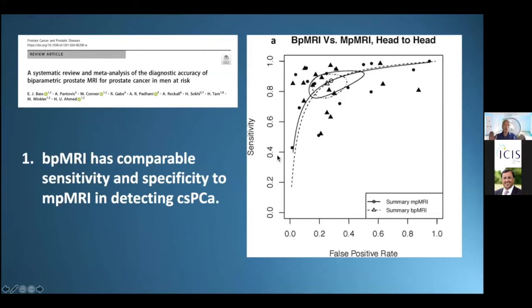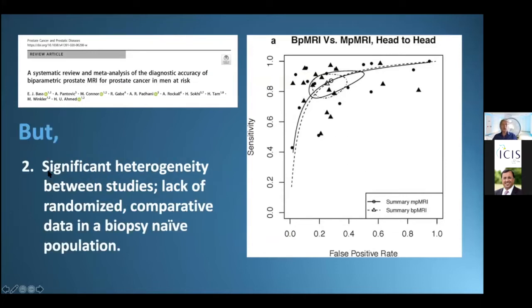So you would say, okay, this is it. We now all can do biparametric MRI instead of multi-parametric MRI. Well, this is not really true. The other conclusion of these authors was that there is a significant heterogeneity between all the studies. So there is a lack of randomized comparative data in the biopsy-naive population.